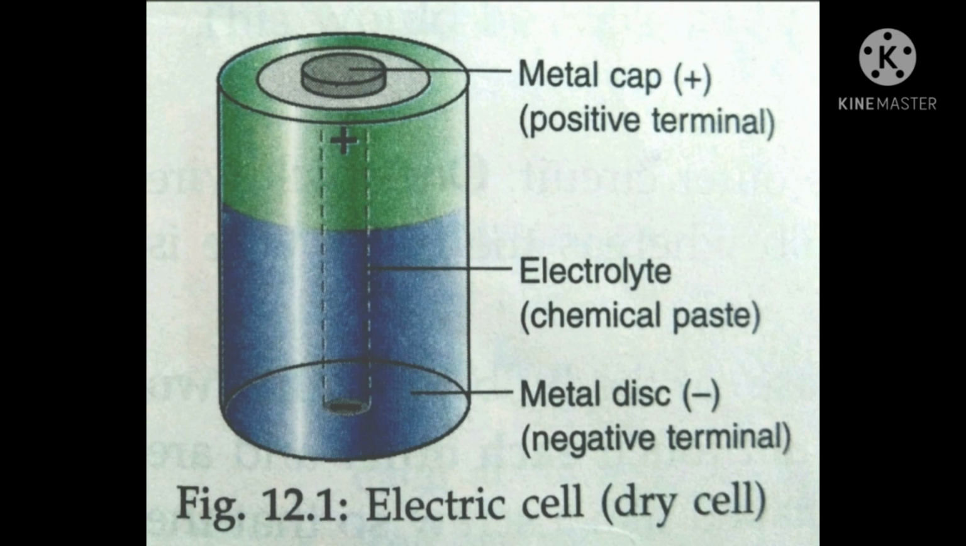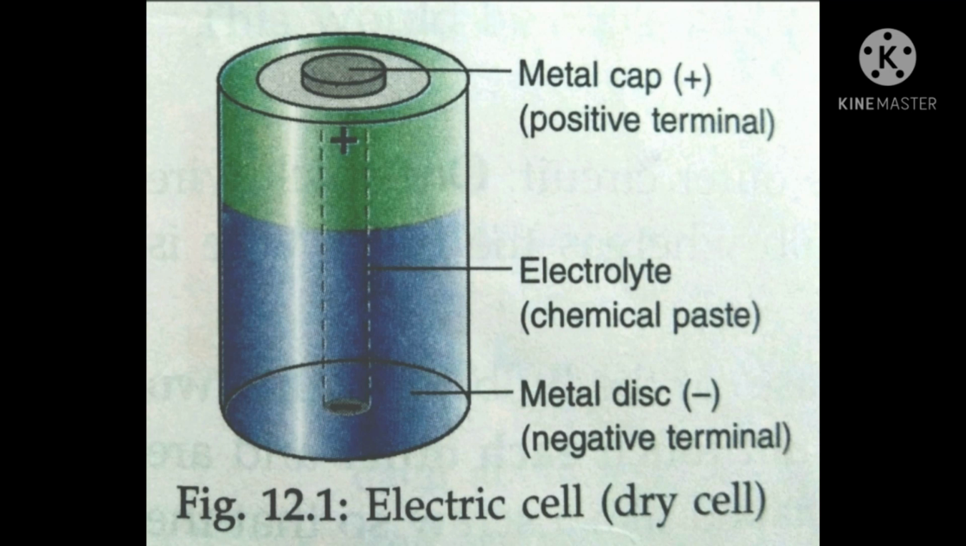An electric cell is a source of safe and portable electricity. A single electric cell gives about 1.5 volts of electricity, whereas the electricity used in homes is 220 volts.